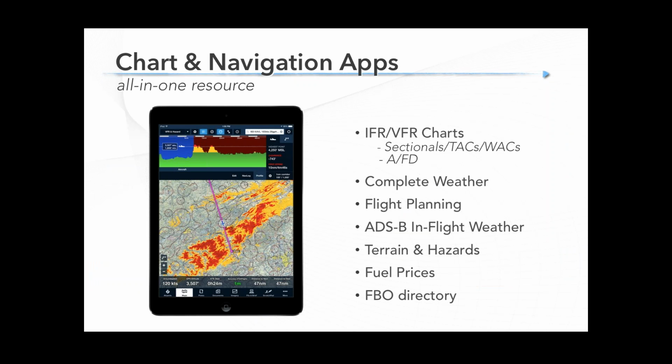And what these applications are going to do, and they all have very similar capabilities, is they're going to take all that charting data, weather information, flight planning, terrain and hazard awareness that we're seeing in that picture there, so color coding terrain imagery, fuel prices, FBO directory, really a comprehensive suite of information that you're going to be able to use to plan your flights on the ground when you're preparing for a flight, and then use it in the airplane as an in-flight resource for information.